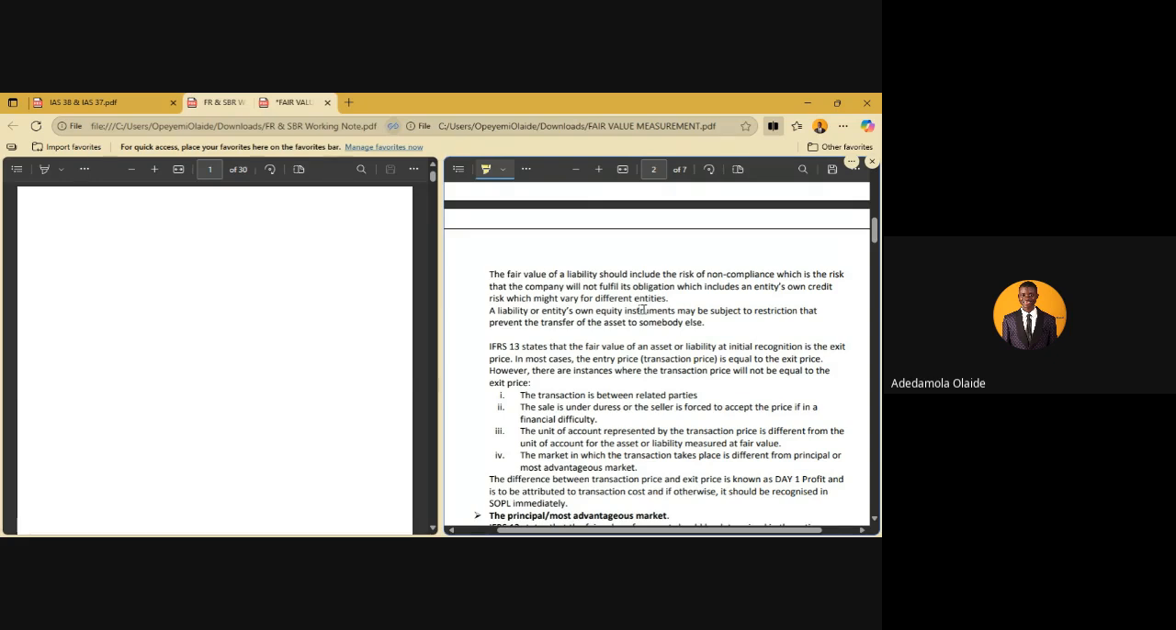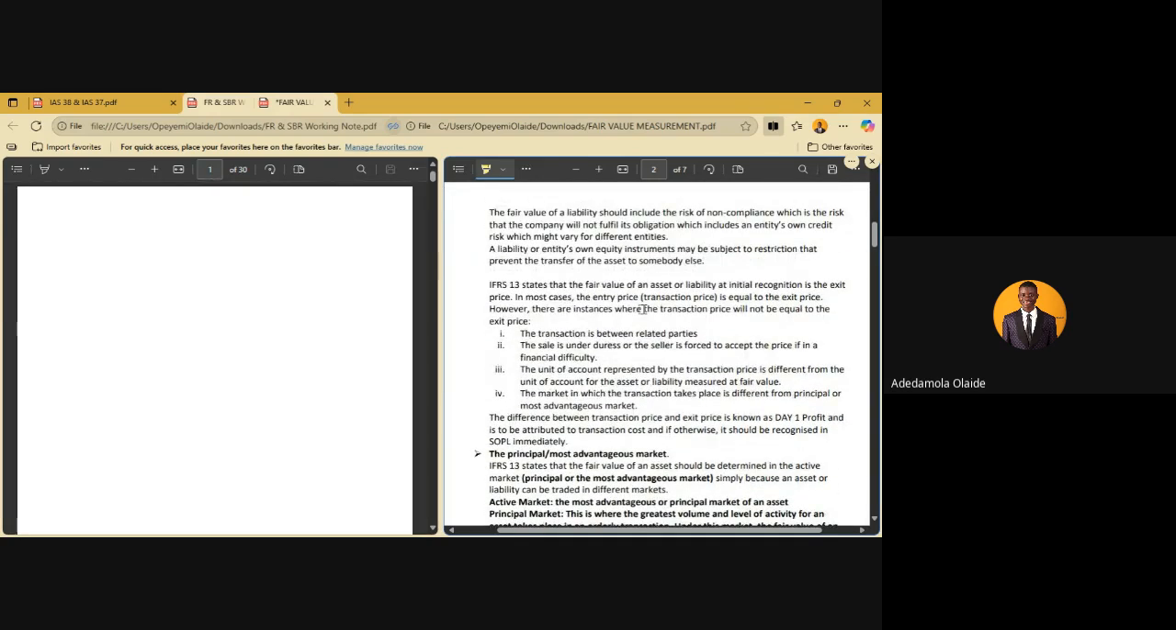Let's assume when they brought it into the market, the price was per tuber. But to exit the market, you are now exiting at price per kg. When the unit of account is not the same, it can cause the entry price to be different from the exit price. And another case is when the transaction takes place in a market that is different from the principal or most advantageous market.